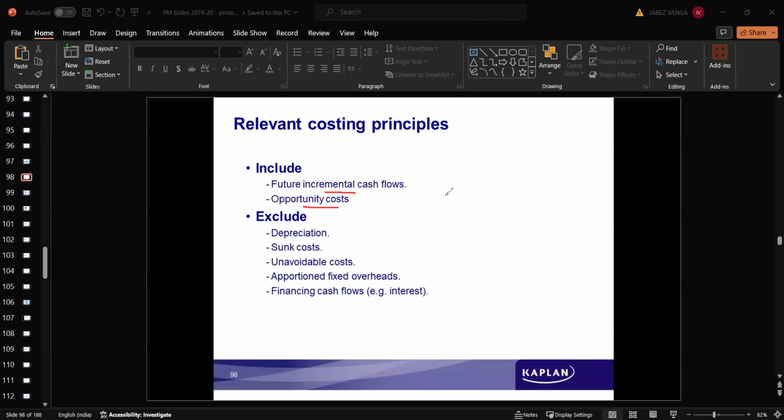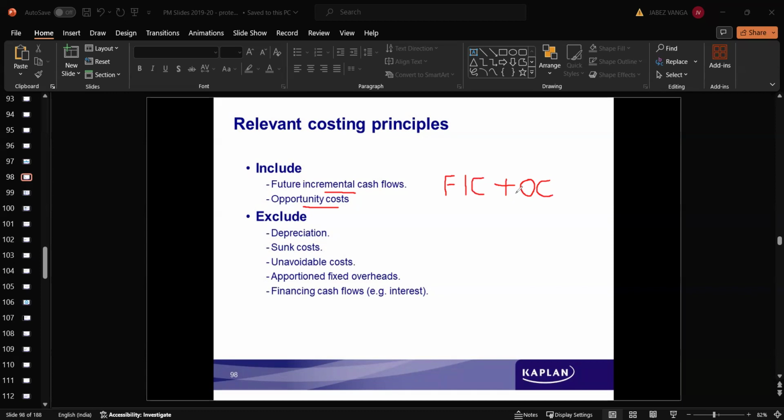So basically, we would be adding two things. One is future incremental cash flow plus the amount of opportunity cost. Now, a decision is taken, and the change in the cost is future incremental cost, and whatever is foregone because of not choosing the next best alternative, that is opportunity cost.